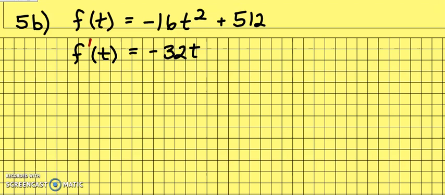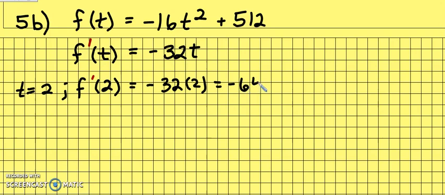Now, when t equals 2, we're looking for f prime of 2, and this will give us negative 64, because it's negative 32 times 2, which gives us negative 64, and the units are, again, it's a rate, it's feet per second, just like the average rate. Now this is the instantaneous rate. Highlight your answer, and we are done with 5B.